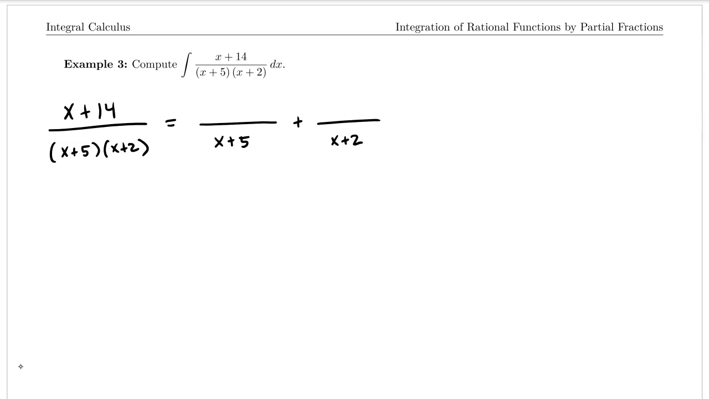And I don't know what the numerators are, but as we saw in the last two examples, they ended up being some constants. So I'm going to label the numerator in my first fraction capital A, and then capital B as the numerator for my second fraction. And now what we have is a rational equation, and I'm going to use what's called the method of clearing fractions.